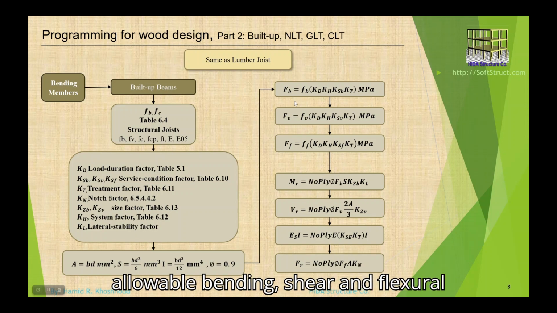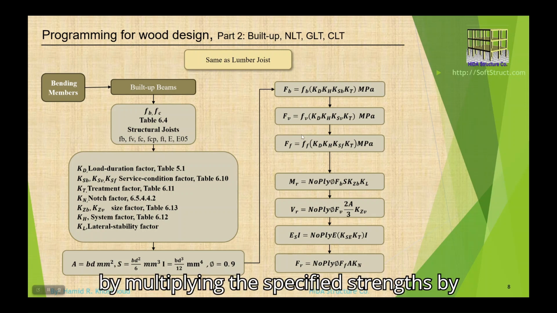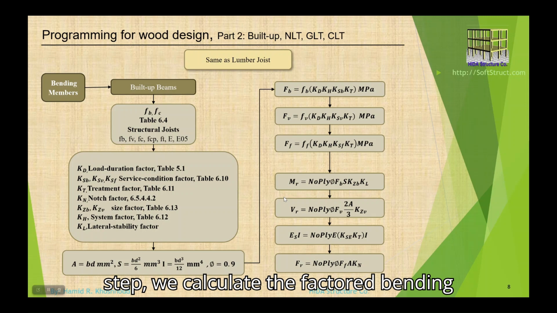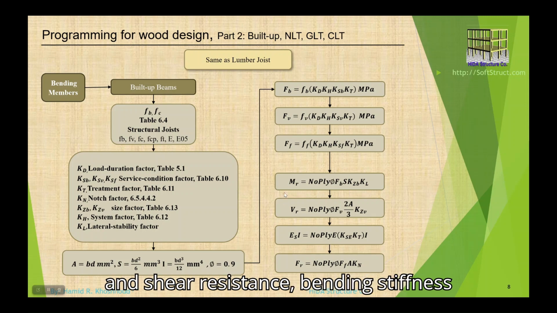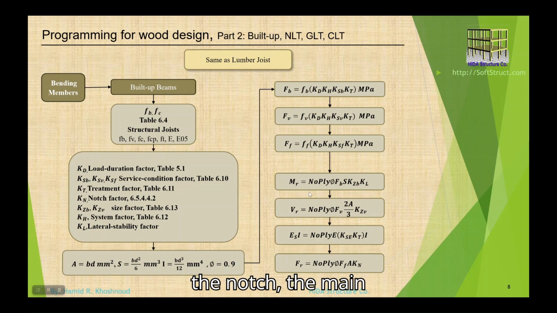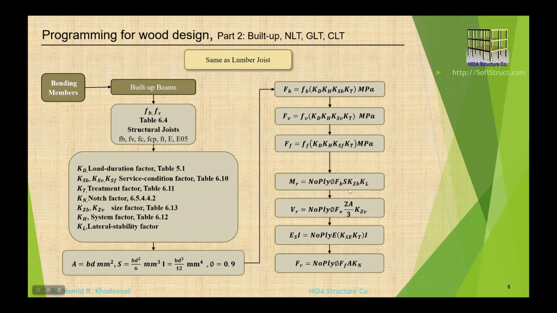Then we calculate the allowable bending, shear, and flexural strengths, Fb, Fv, and Ff, by multiplying the specified strengths by the modification factors. In the final step, we calculate the factored bending and shear resistance, bending stiffness EI, and the fracture shear resistance at the notch. The main difference is applying the number of plies to these formulas.